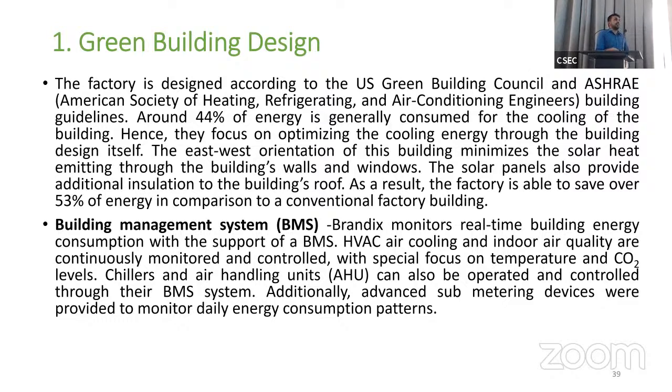And also it's oriented in an east-west direction, minimizing solar heat gain through the building walls and windows. And these solar panels also provide additional insulation to the building roof, and the building roof is white colored. Because of that, there is less heat gain through the building envelope. Because of that, the factory is able to save over 53% of energy in comparison to a conventional factory building.